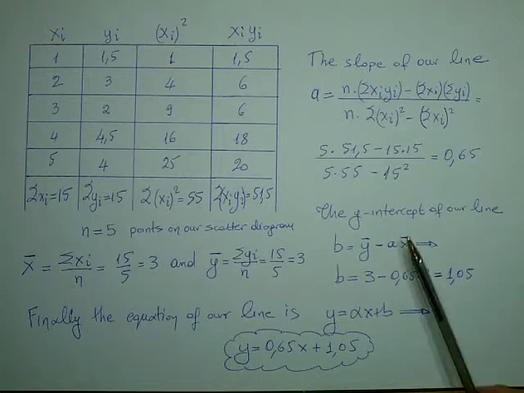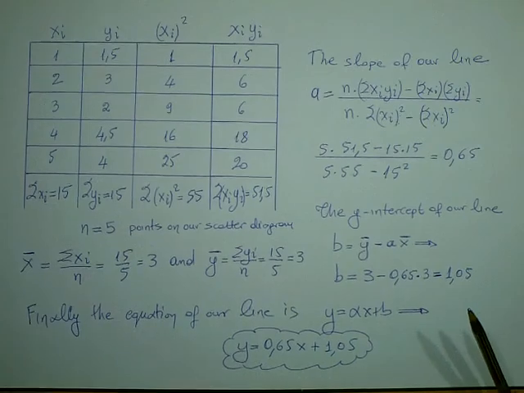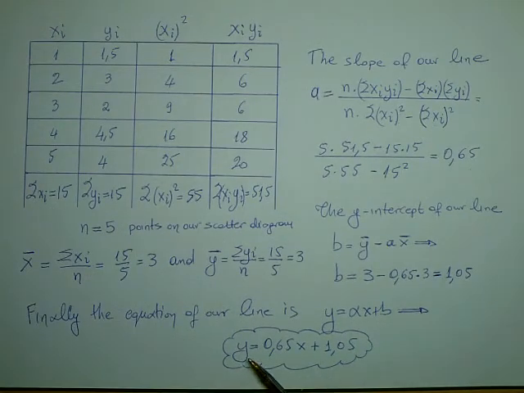So finally, the equation of our line is y equals a times x plus b. B is the y-intercept and a is the slope. So finally, I get y equals 0.65x plus 1.05.